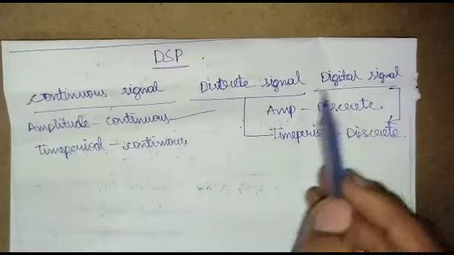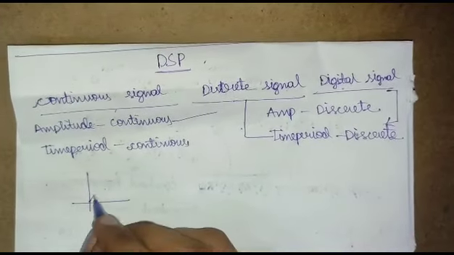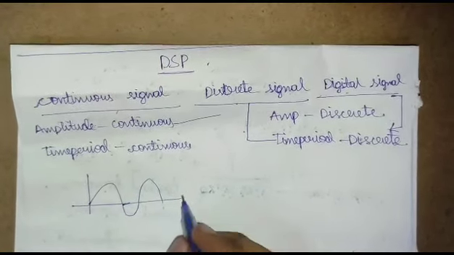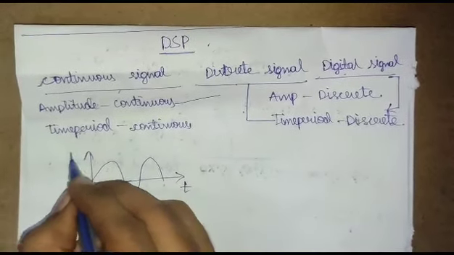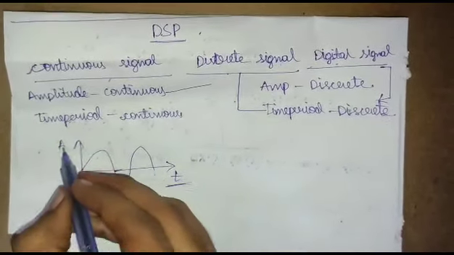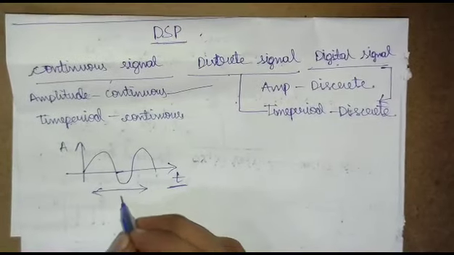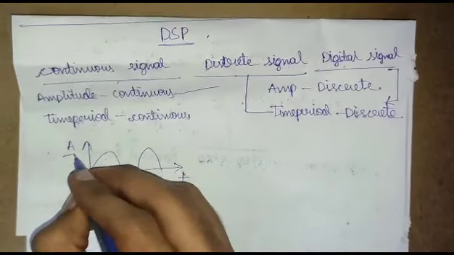signal and digital signal. Continuous signal is something that you know is like this, which is a basic sinusoidal signal having on x-axis time period. This is known as the time period, and having on y-axis amplitude.